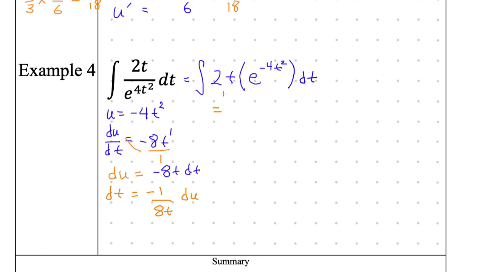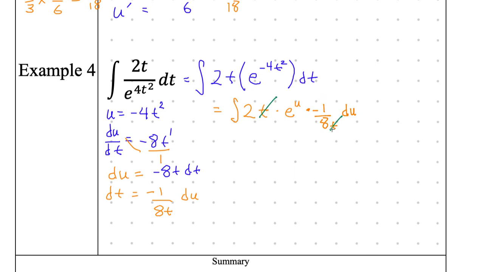So, coming down here, this is still the integral of 2t, that doesn't change. This is all u, e to the power of u. So 2t times e to the power of u, and that's going to be times dt, which is negative 1/8, and t is on the bottom, du. We have some things to cancel out, so we have t on the top, t on the bottom.